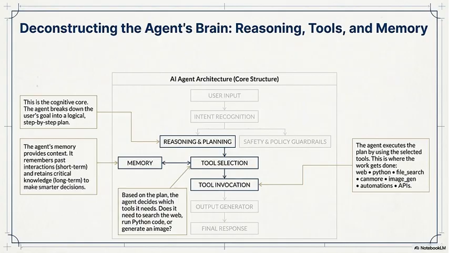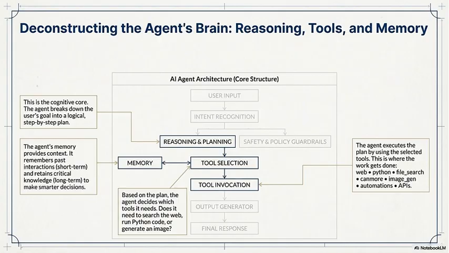Got it. So the two paths converge. The plan is made, it's been verified, and now we hit the tool selection layer. Right. Now the agent knows what it needs to do and how to do it safely. But this is where it decides which instrument to pick up. Does it need a web browser, a calculator, a specialized API? And that feeds directly into the tool invocation system.